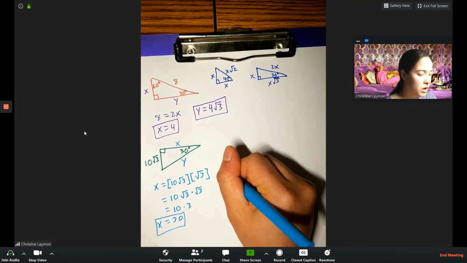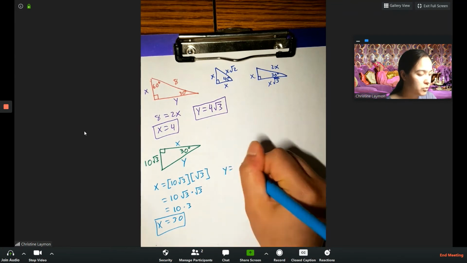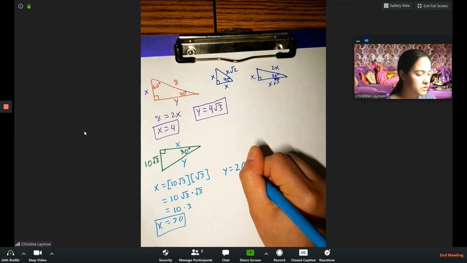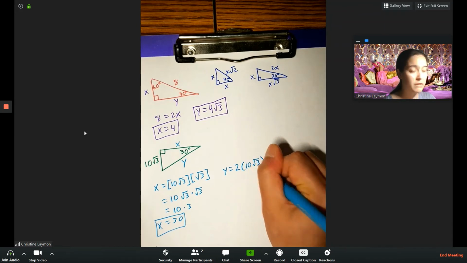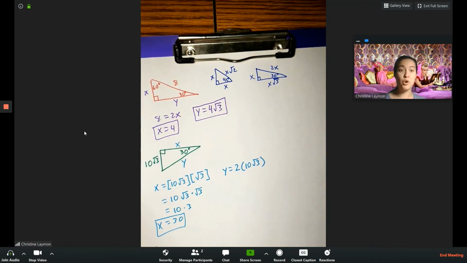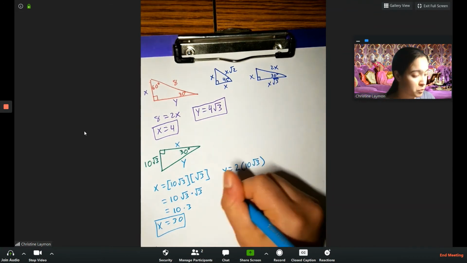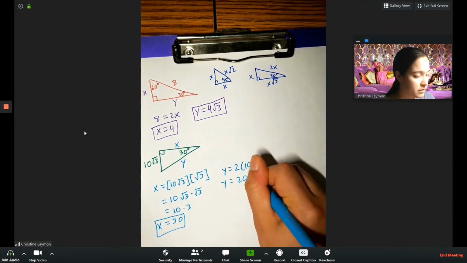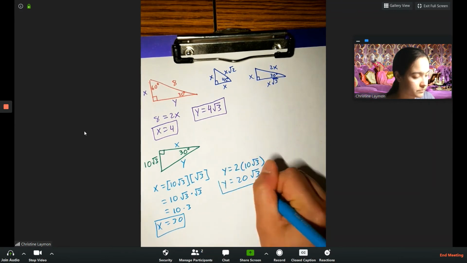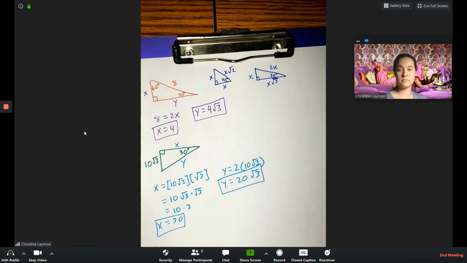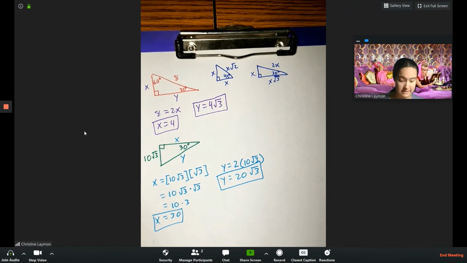So to do y, I have y equals 2 times 10 root 3. Again, when I'm doing that multiplying, the two whole numbers go together, 2 times 10. So y equals 20 square root of 3. That's what's happening in my 30, 60, 90.